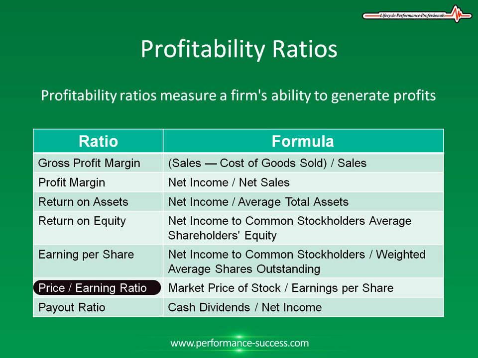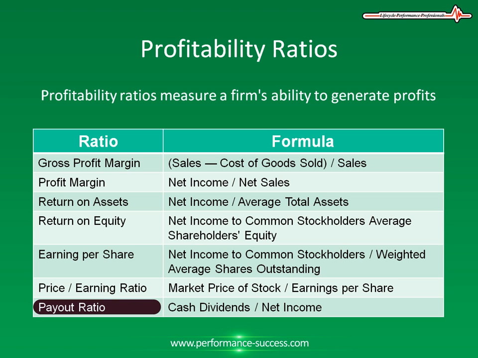And last, we have the payout ratio. This is cash dividends divided by net income. Payout ratio indicates the percentage of earnings distributed to shareholders in the form of dividends.